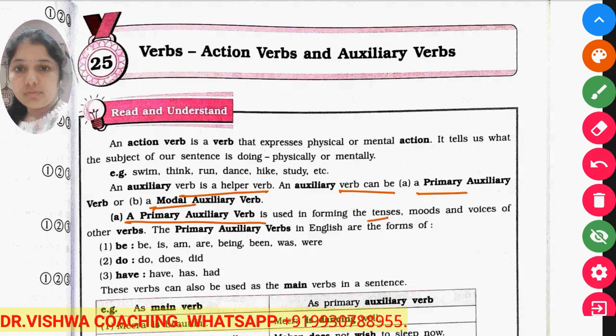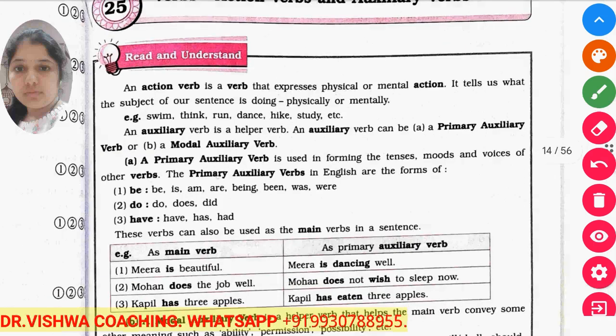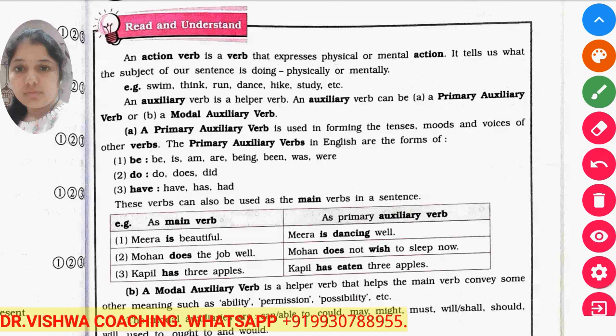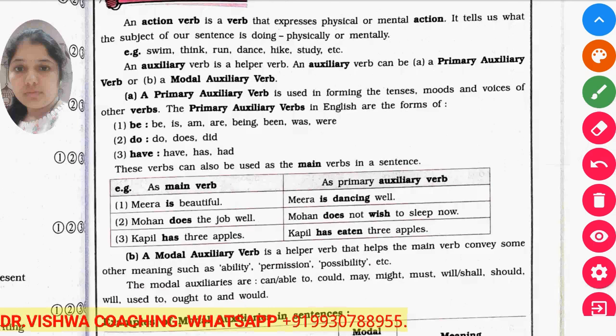Primary auxiliary verbs are used in forming the tenses, moods and voices of other verbs. Some examples of primary auxiliary verbs are be, is, am, are, being, been, was, were. These are used as accessory verbs or helper verbs to the main verb. Okay, do, does, did, have, has, had, all these are examples of auxiliary verbs.